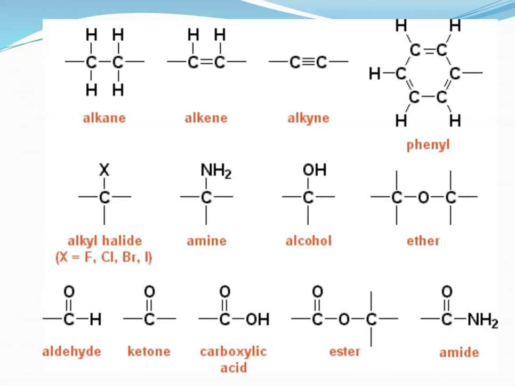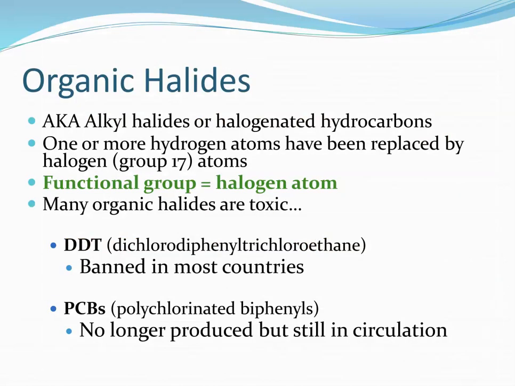Here are the different functional groups that you will be expected to remember. You have already learned about alkanes, alkenes, alkynes, and phenyl groups. Over the next week, we will be looking at more functional groups. Organic halides are organic molecules where a hydrogen has been replaced by a halogen atom. They are also sometimes called alkyl halides or halogenated hydrocarbons.